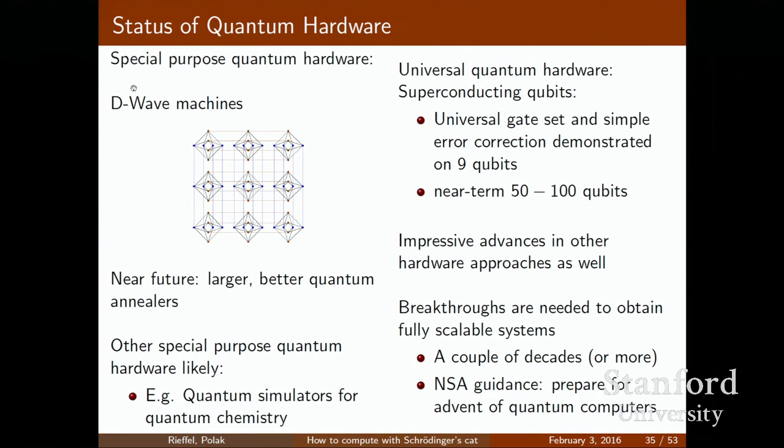Now, there's also the question of what about universal quantum hardware? In superconducting qubits, a universal gate set and simple error correction has been demonstrated on 9 qubits. And near term, it's expected within the next couple years, maybe 2-3 years, 50 to 100 qubits with universal gate set, full control, which would be very, very exciting. That would be well into the realm of what we can't currently simulate classically.